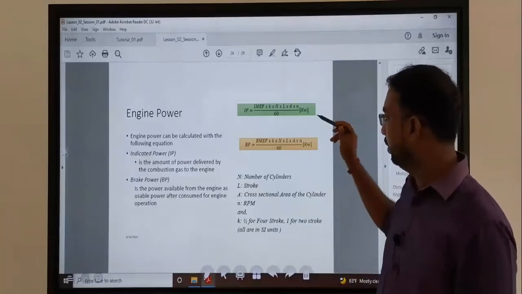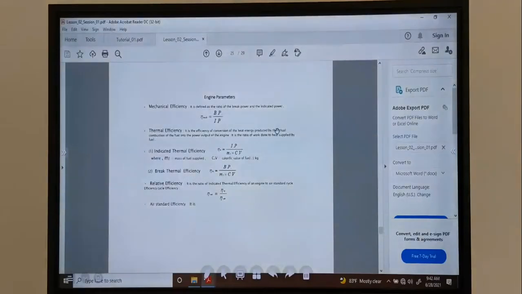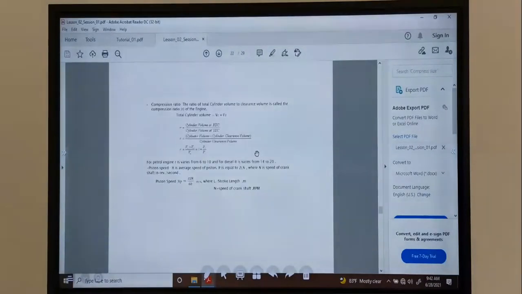These are the equations. I will tell later what they are. So these are some engine parameters. First we start the question, then you can understand clearly.